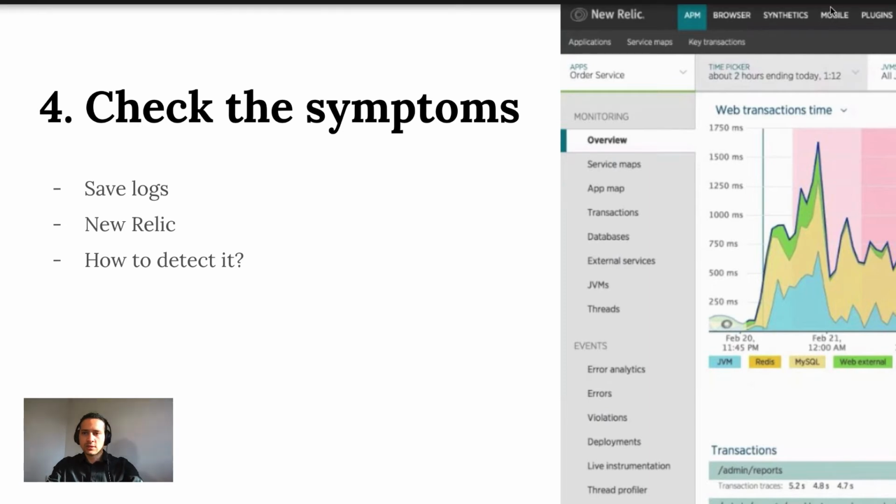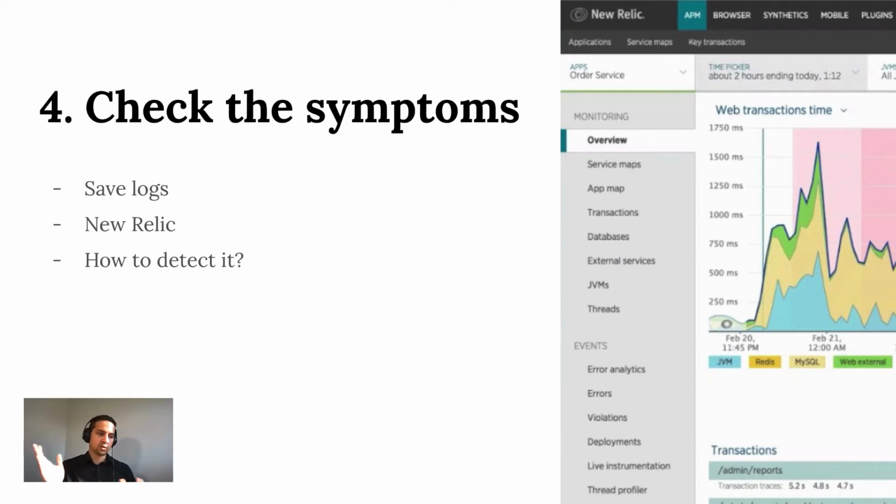So also check the symptoms. The symptoms are things that happen in your New Relic, things that are happening in the logs, and usually we don't see it. So the agencies usually see it when the client calls and says something is happening. So let's see the logs, let's see the New Relic. But do you have a maintenance plan to check it?